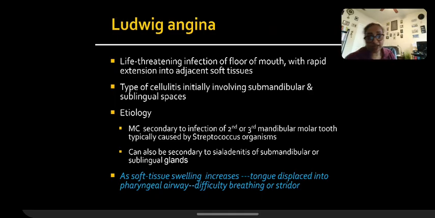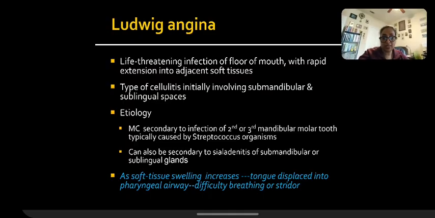Now coming to the very important entity which you have to know and you have to diagnose, because this can be life-threatening, because you can get airway obstruction. So that's Ludwig's angina. This is a life-threatening infection of the floor of the mouth, and it can rapidly extend into adjacent soft tissues. It's a kind of cellulitis that involves the submandibular and sublingual spaces, and the cause of this is an infected second or third mandibular molar tooth, and typically the organism is a Streptococcus organism.